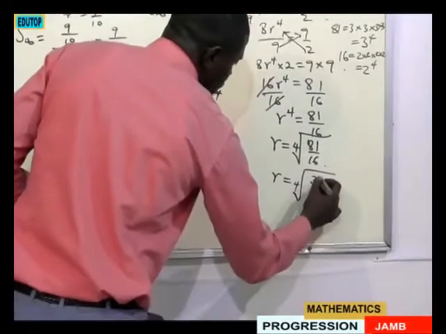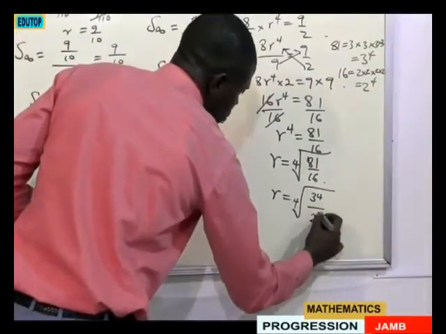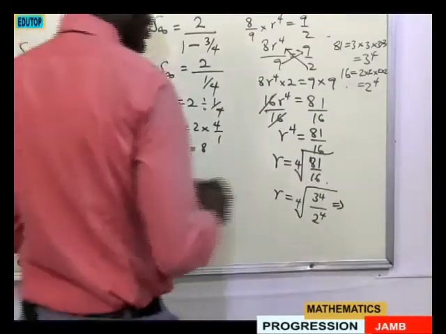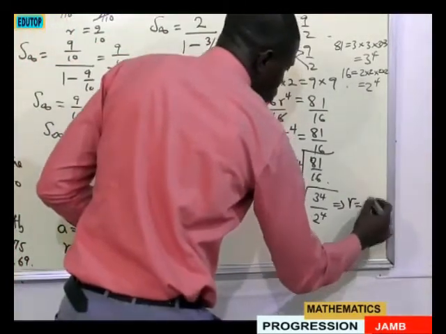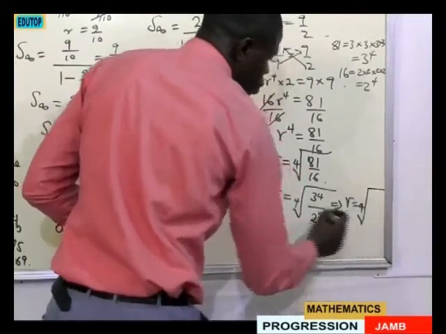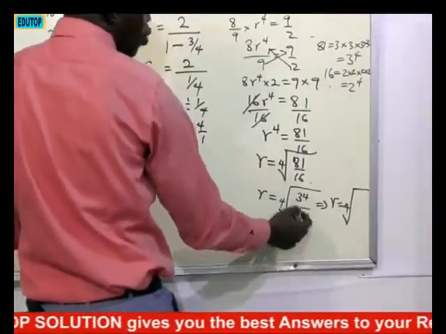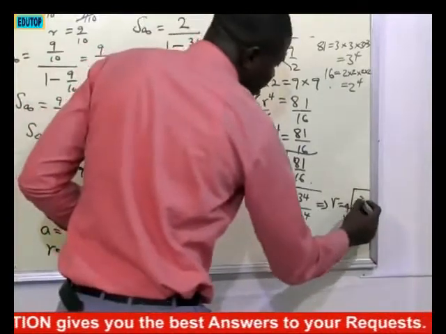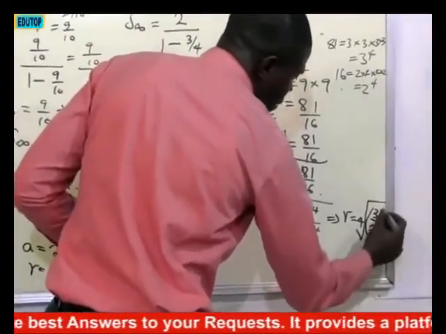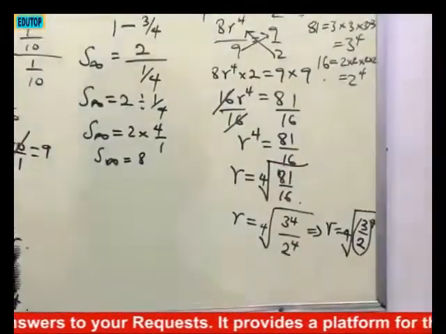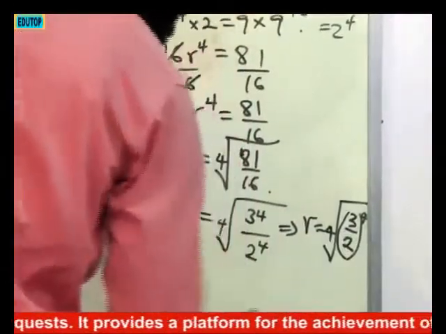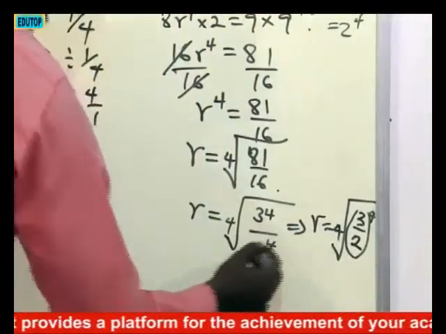This one is 3 raised to power 4, and this one is 2 raised to power 4. So by using mathematical concepts, I know that r can be equal to the fourth root of 3 raised to power 4 divided by 2 raised to power 4. I can write it as 3 over 2, everything affected by 4. Take note of that. That is also by indices.